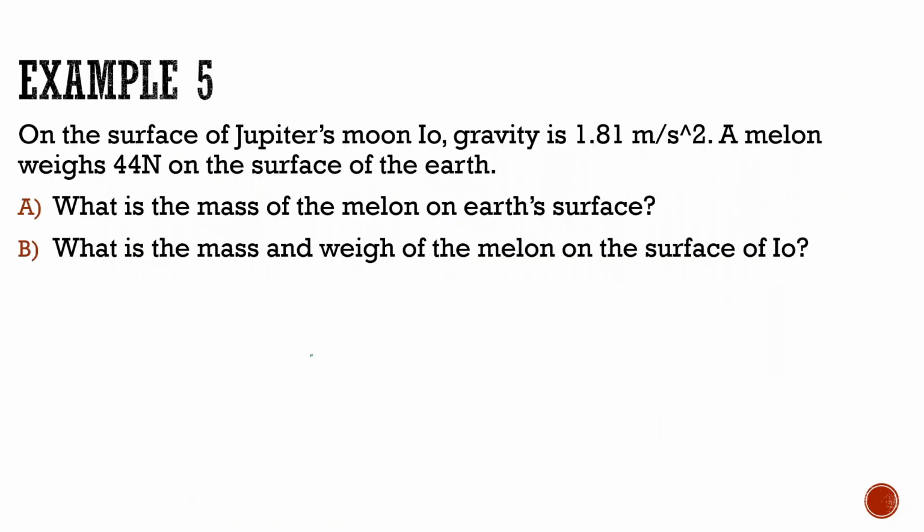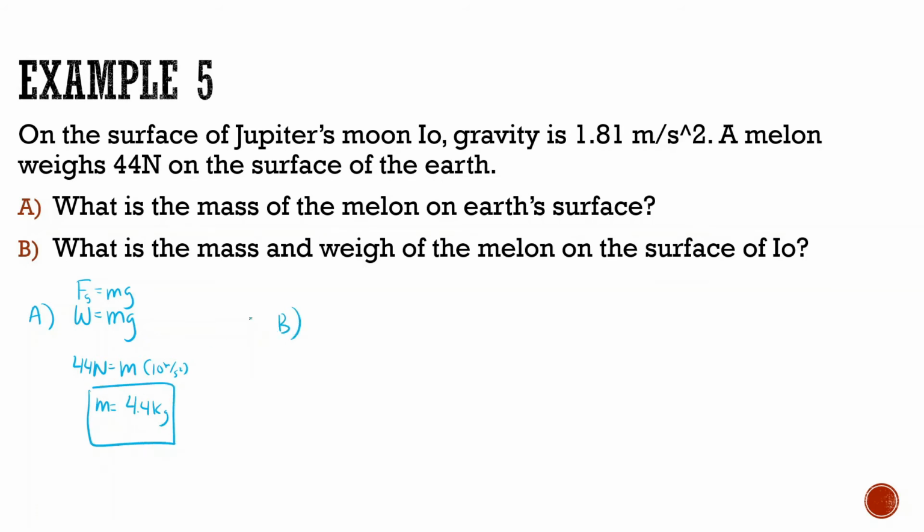Okay, moving on. So on the surface of Jupiter's moon, Io, gravity is 1.81 meters per second squared. A melon weighs 44 newtons on the surface of Earth. What is the mass of the melon on Earth's surface? Let's first look at A. So we know weight is equal to mass times gravity, or force of gravity. And we know the weight of the melon is 44 newtons. We don't know what the mass is, we're looking for that, but we know the gravity of Earth is 10 meters per second squared, or we simplify it to that anyway. So the mass is going to be equal to 44 divided by 10, and we get 4.4 kilograms.